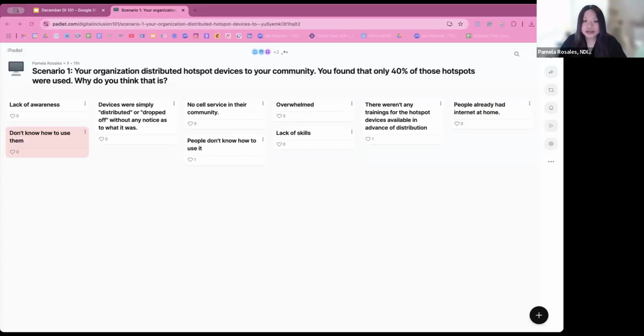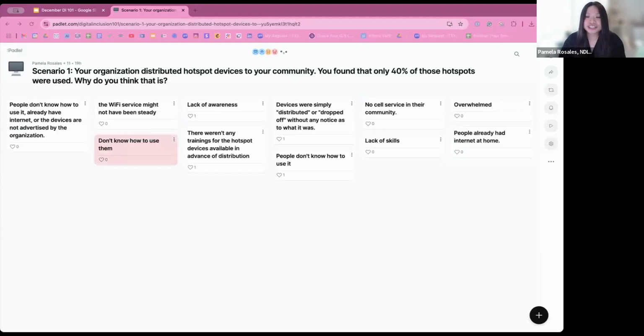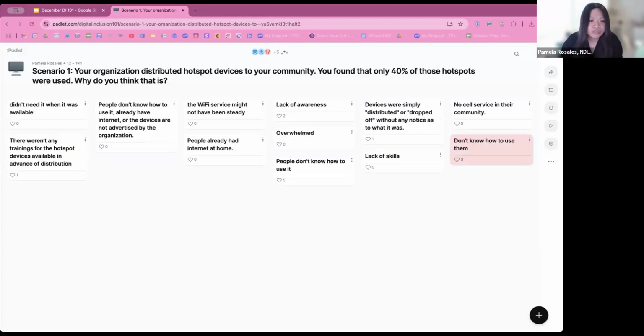Summer's also sharing lack of awareness. Devices were simply distributed or dropped off without any notice as to what it was. That's great. There's no initial outreach to the community saying, hey, we're doing this thing. If you want to learn what a hotspot is, here is an information session, or here's a flyer so you can see what it is and if it's important for you. In the chat, Constance says, did not know how to use a device. Exactly.